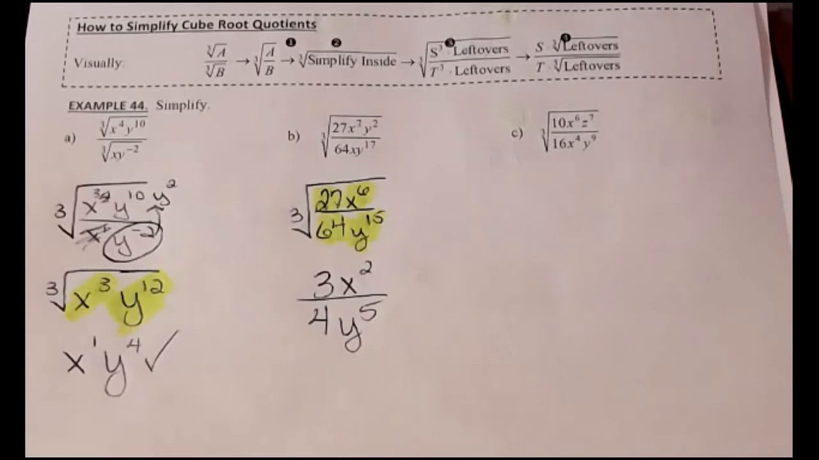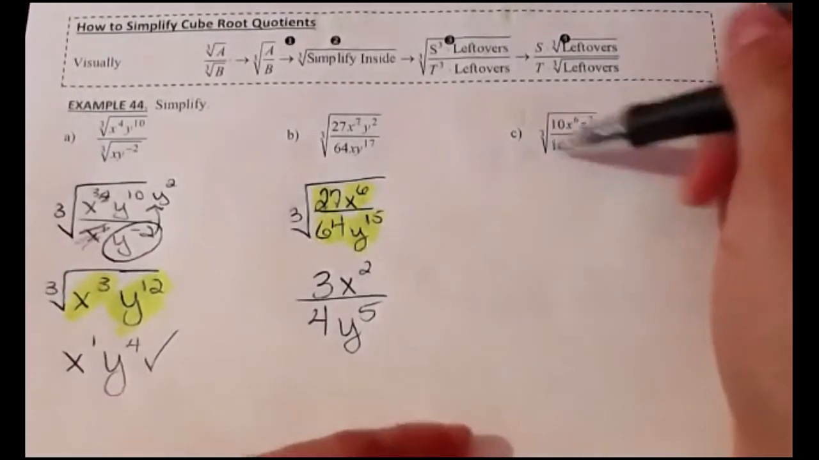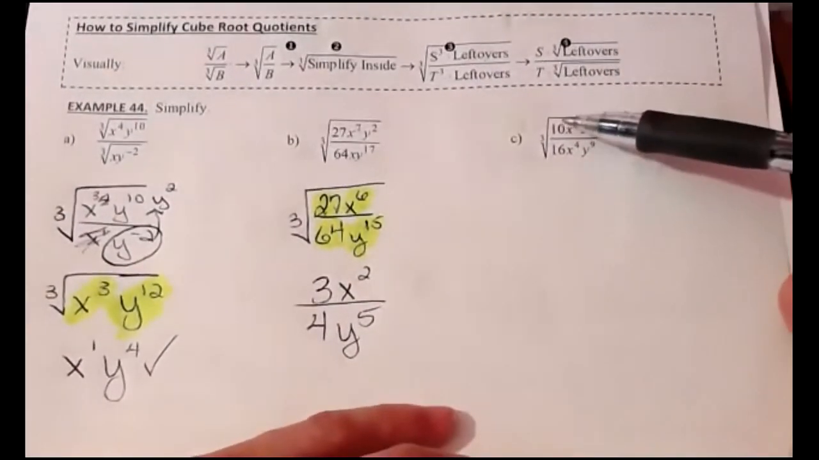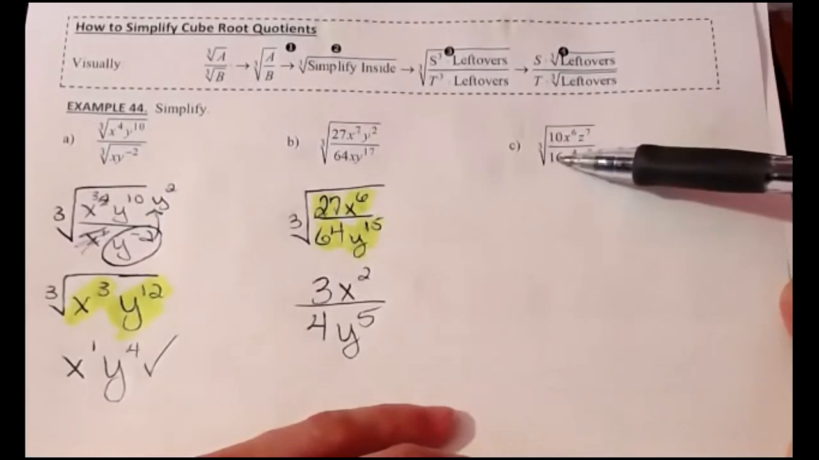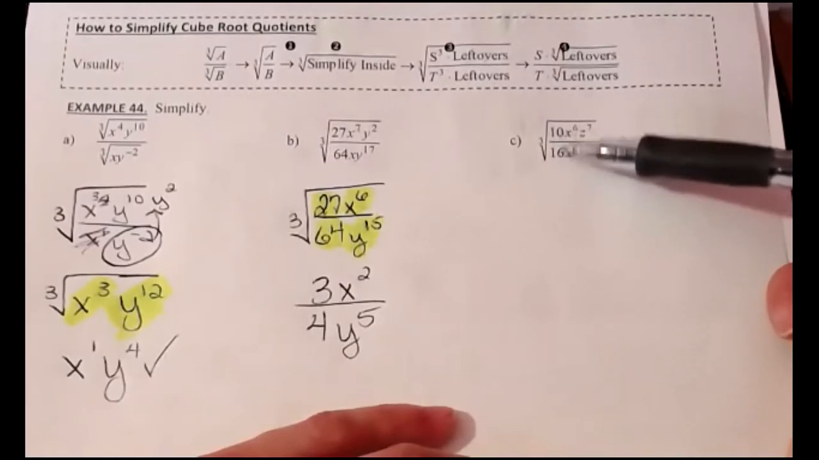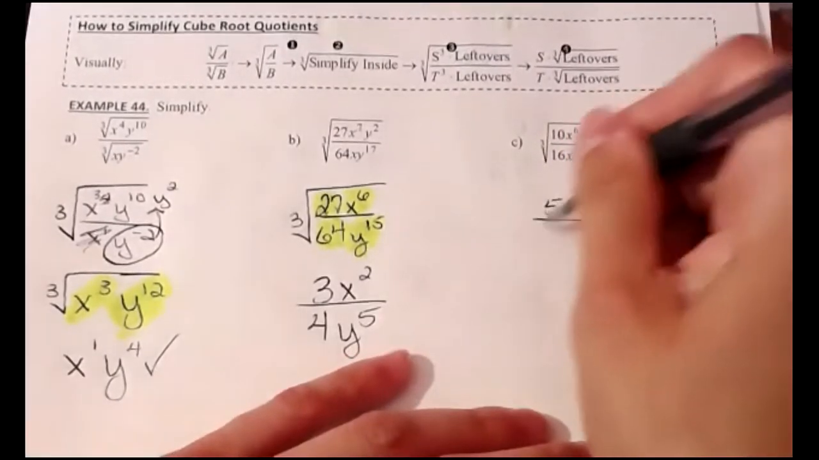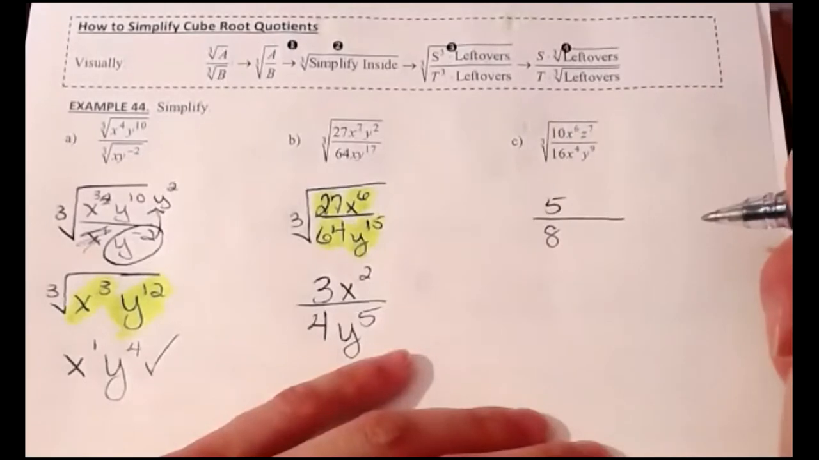Okay. For part C, the first thing we're going to do, and I'll do this with you, is simplify what is under the cube root. Notice we have a 10 and a 16. So immediately I'm going to say, well, I can divide out a common factor. That common factor is 2. Let's divide out a 2 from the 10 and the 16. That leaves me with a 5, and that leaves me with an 8.